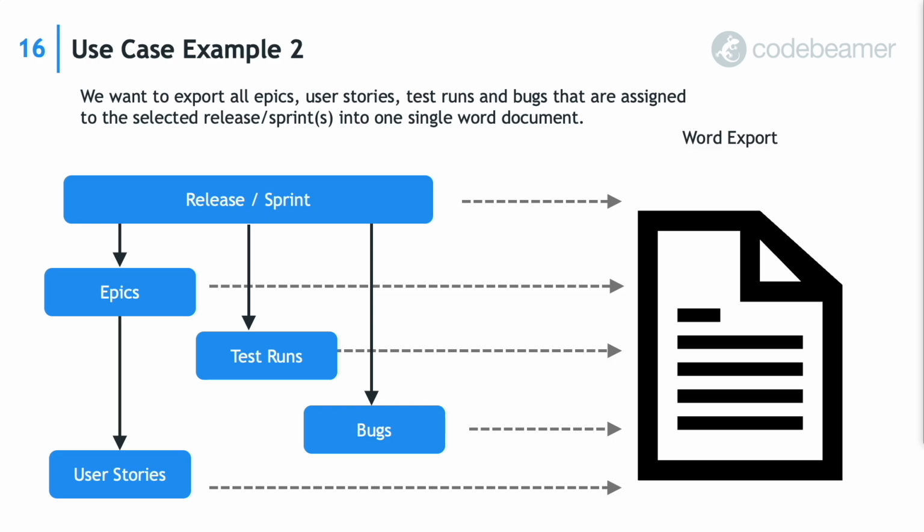In this case, we want to export all epics, user stories, test runs, and bugs that are assigned to the selected release into one single Word document. Accordingly, the export will be initiated from the given release item, and Codebeamer will put the content from the different trackers based on the links between the release in question and the other items.